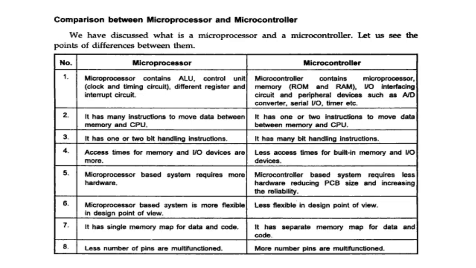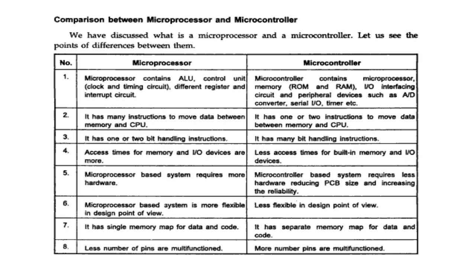So this is the basic comparison between microprocessor and microcontroller. Microprocessor contains ALU, control unit, different registers and interrupt control, but microcontroller is very powerful. See here, in microcontroller there is a microprocessor, I/O interfacing circuit, peripherals, A to D, D to A converter, serial, everything is in the microcontroller. You don't have to connect other devices. Microprocessor has many instructions to move data between memory and CPU, whereas microcontroller has 1 or 2 instructions to move data between memory and CPU. Microprocessor has 1 or 2 bit handling instructions, whereas microcontroller has many bit handling instructions. That's why microcontroller is very important.